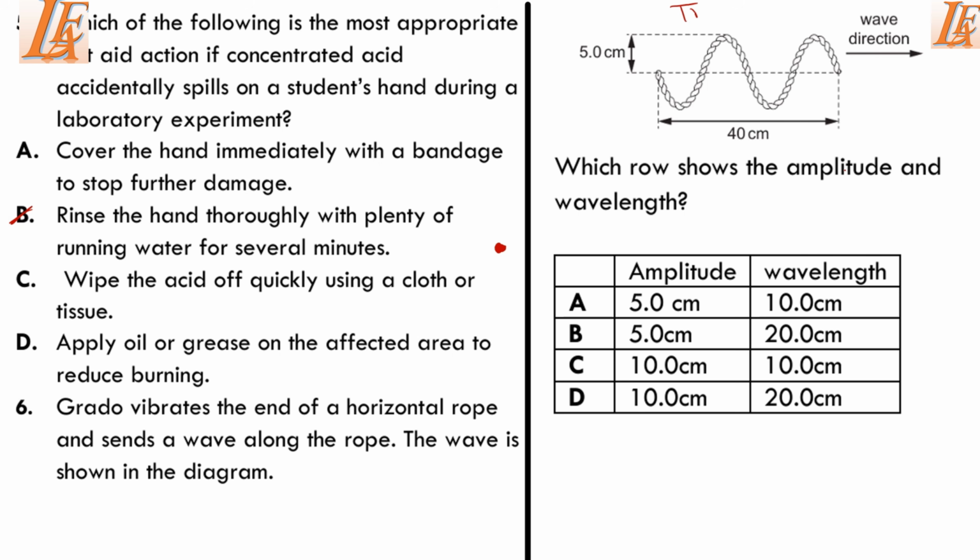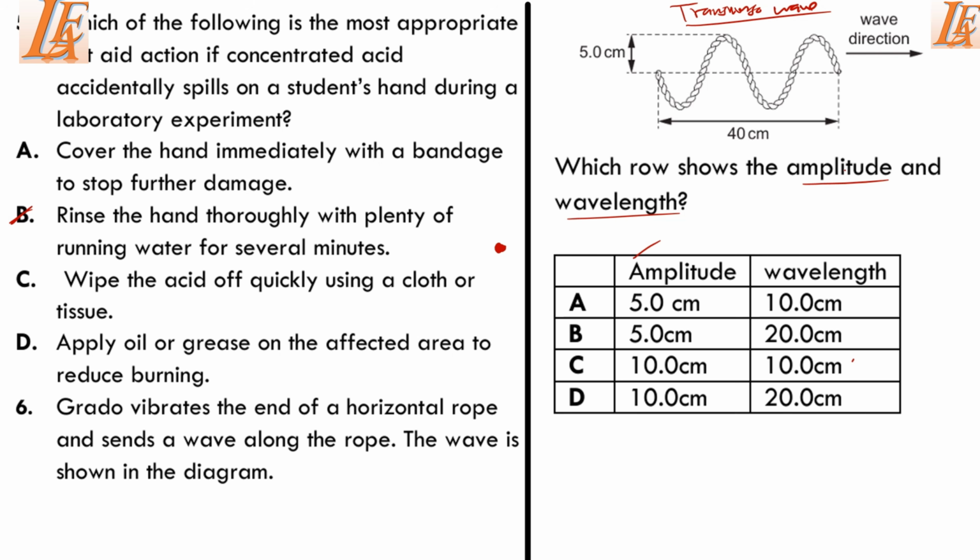This is what we call a transverse wave. It's very important for you to know that. And then in this case, the question is asking which row shows the amplitude and the wavelength of the wave. Before we look at the options given, let's first define an amplitude.